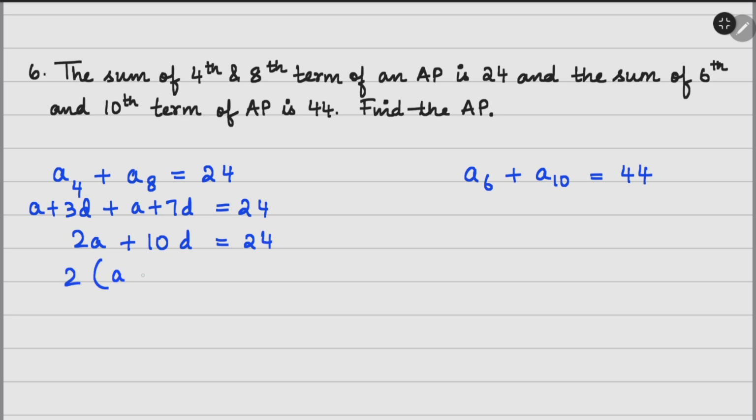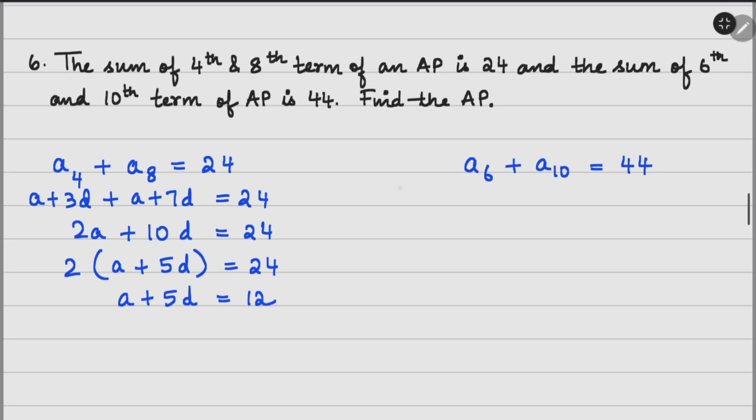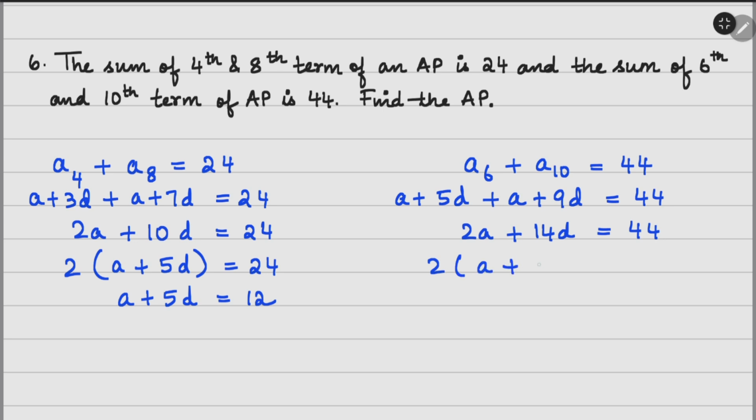Take 2 common out. So you have A plus 5D is equal to 12. And over here you have A plus 5D plus A plus 9D is equal to 44, which is 2A plus 14D is equal to 44. Again take 2 common out. So you have A plus 7D is equal to 44 by 2, which is 22. So this is your first equation and this is your second equation.